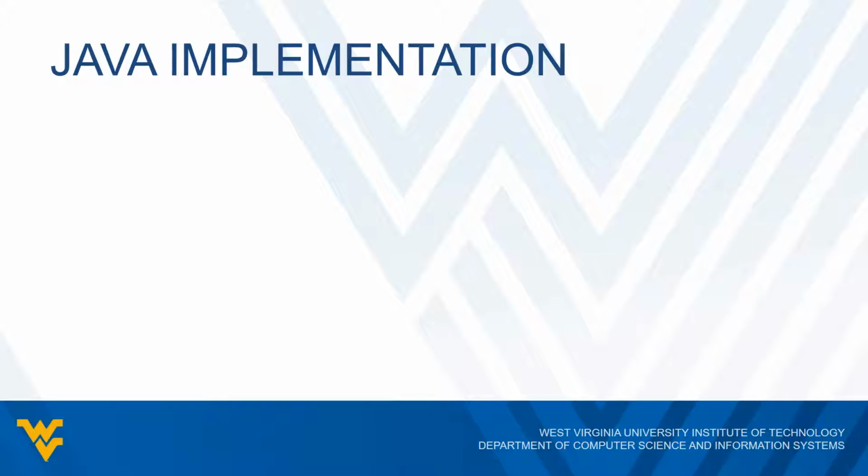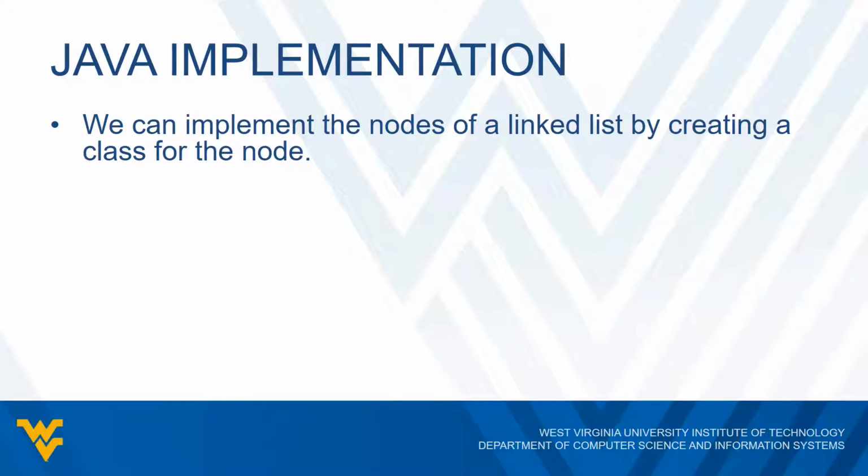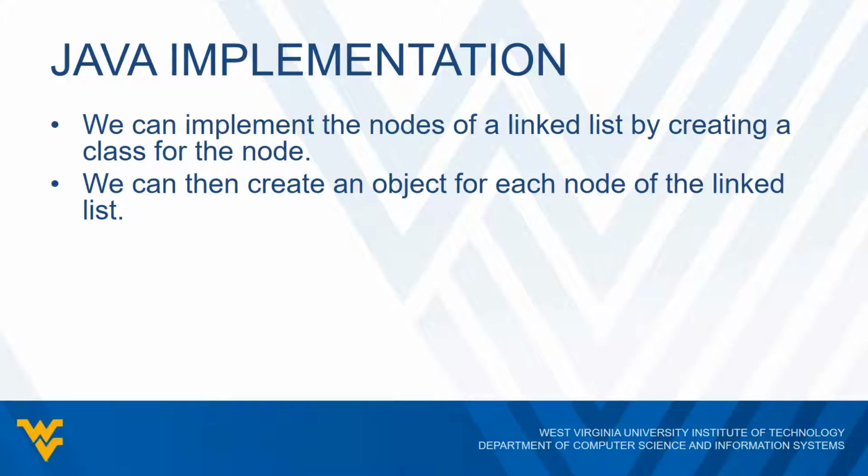One of the advantages of Java is that it easily lets us implement the linked list. So we can implement the nodes by creating a class for the node. So we would have a class that defines the element that we're going to store, and then also the link to the next node. And then for each node in the linked list, we'll just create an object for it. So our linked list is just going to be a collection of nodes. So let me give you an example here.